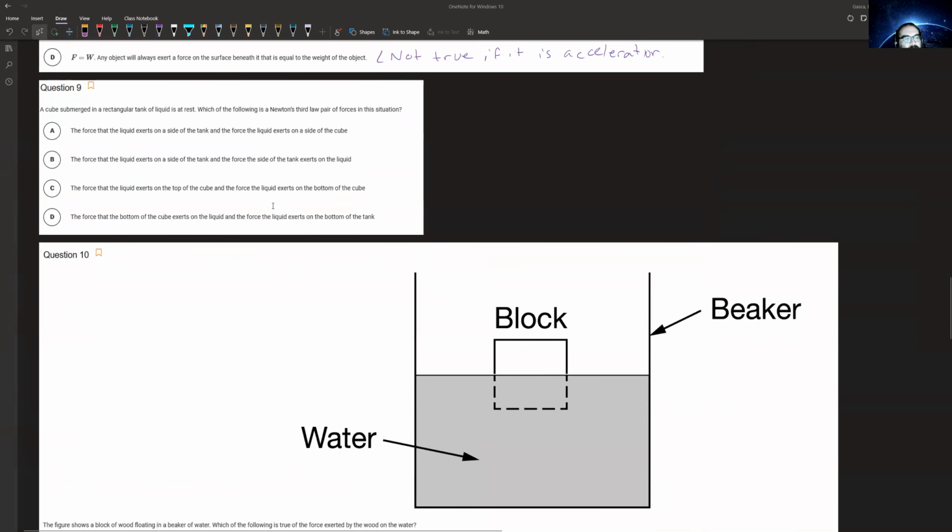A cube submerged in a rectangular tank of liquid is at rest. Which of the following is a Newton's third law pair of forces in this situation?